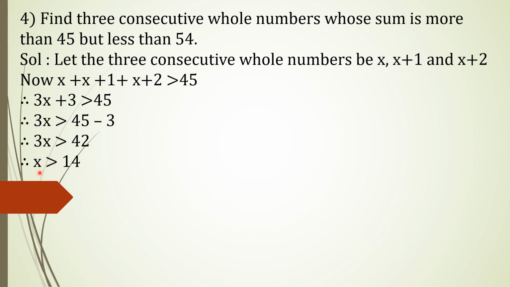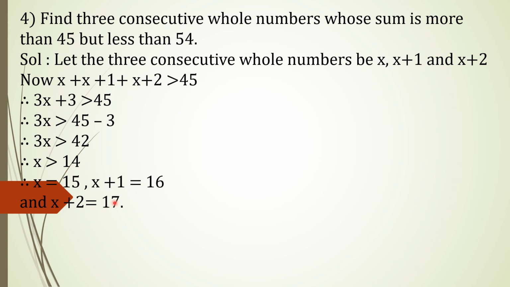So the value of this variable x should be more than 14. So I can take 15. So therefore, x equal to 15. Then when I've taken x as 15, the next number will become 16, that is x plus 1 equal to 16 and x plus 2 equal to 17. Are you getting me? So the three numbers can be 15, 16, 17. Why? Because the value of x is greater than 14, so you cannot take 14. You have to take the next number after it. So x equal to 15, the next number would be 16 and the next 17.